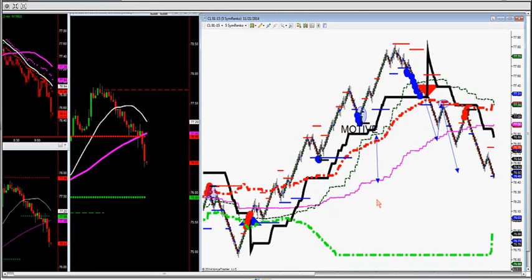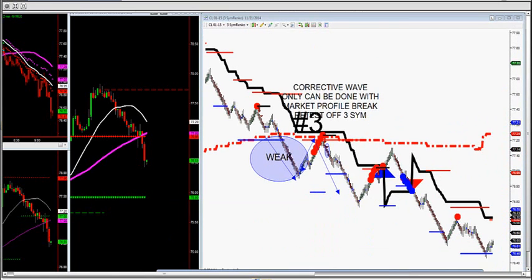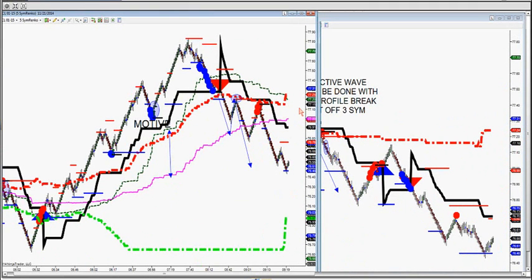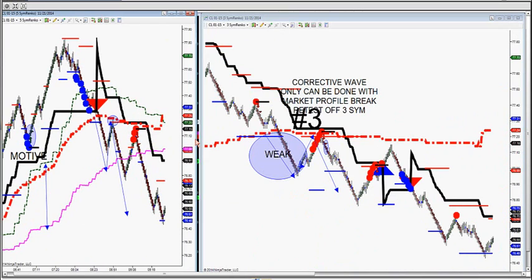Now, why would you trade a smaller time frame then? Here's a large time frame. My largest time frame, I suggest the 5 sim Renko on all markets. I don't care what market you trade. Why would I put a 3 sim Renko next to it then? Because a 3 sim Renko will catch the shallow retracements. Look at this.